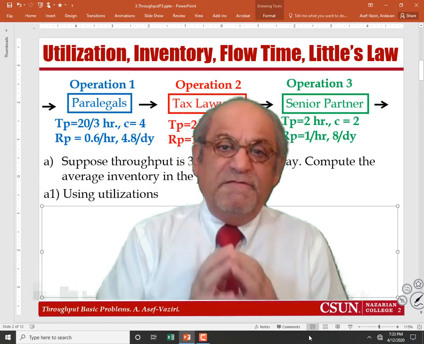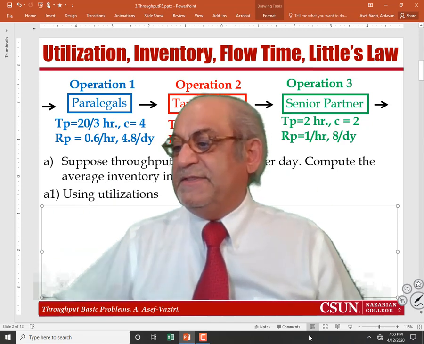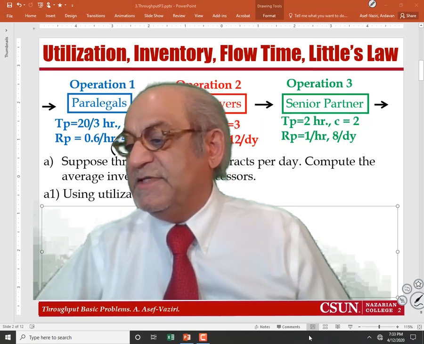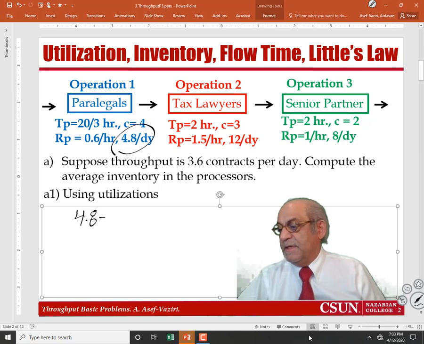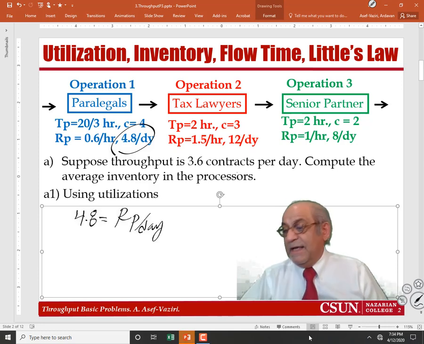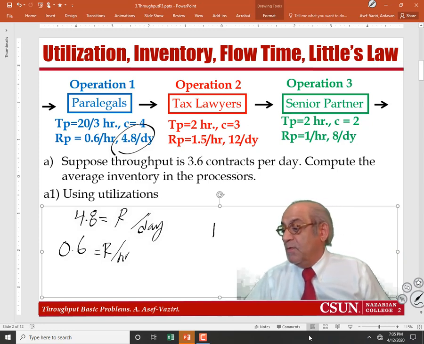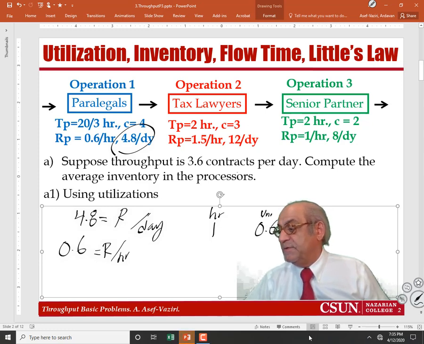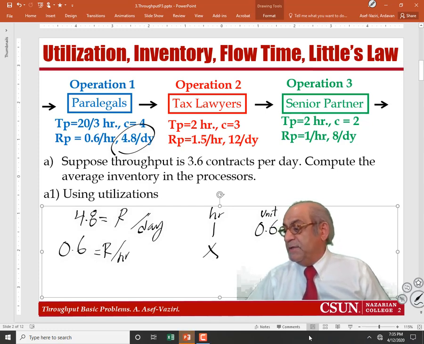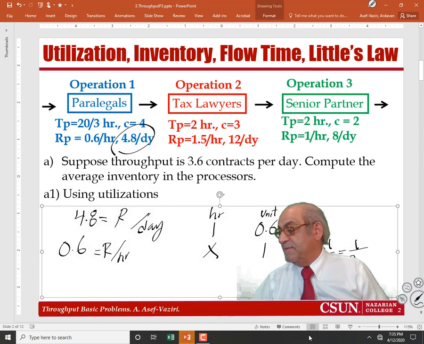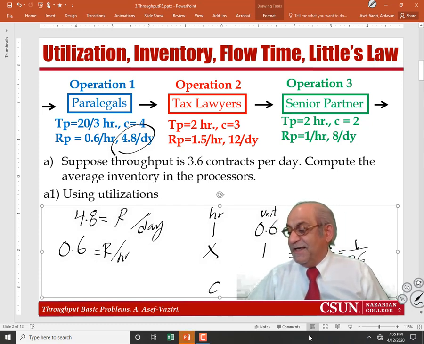Cycle time is how often we can send a product out. Let's look at this system. Capacity of this system is equal to capacity of its bottleneck, which is 4.8. That is equal to RP, throughput. And if you remember, per hour it was 0.6. In 1 hour, I can produce 0.6 product units. How long do I need to produce 1 unit? It's equal to 1 multiplied by 1 divided by 0.6. Therefore, cycle time is equal to 1 divided by RP.